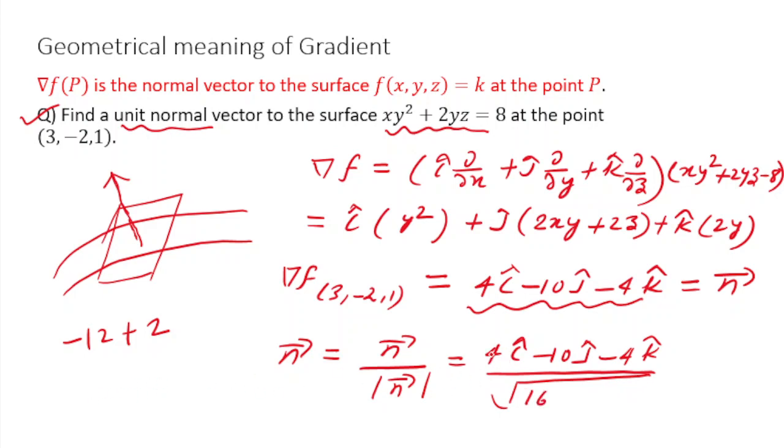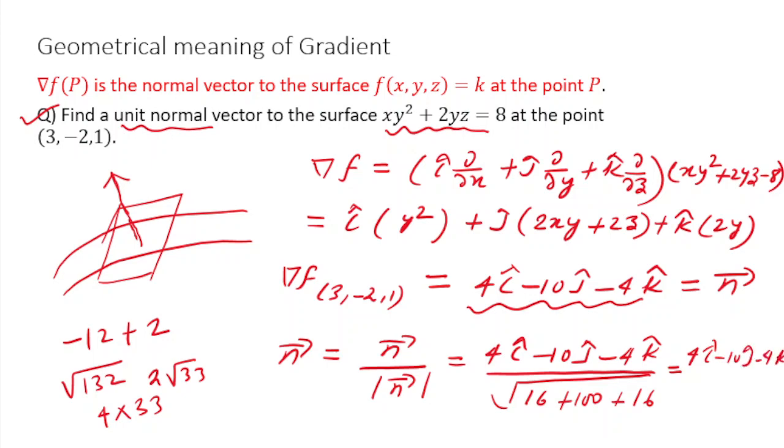So the coefficient of i, that is 4 square, 16, then minus 10 square, that will be 100, and then minus 4 square, that is 16. So this is 132, and if you take the square root of 132, you will get what? You can consider it 4 times 33. Is it correct? 30 into 4 is 120. Yeah, so basically it will be 2 under root 33. So the value of this will be 4i minus 10j minus 4k cap divided by 2 under root 33.